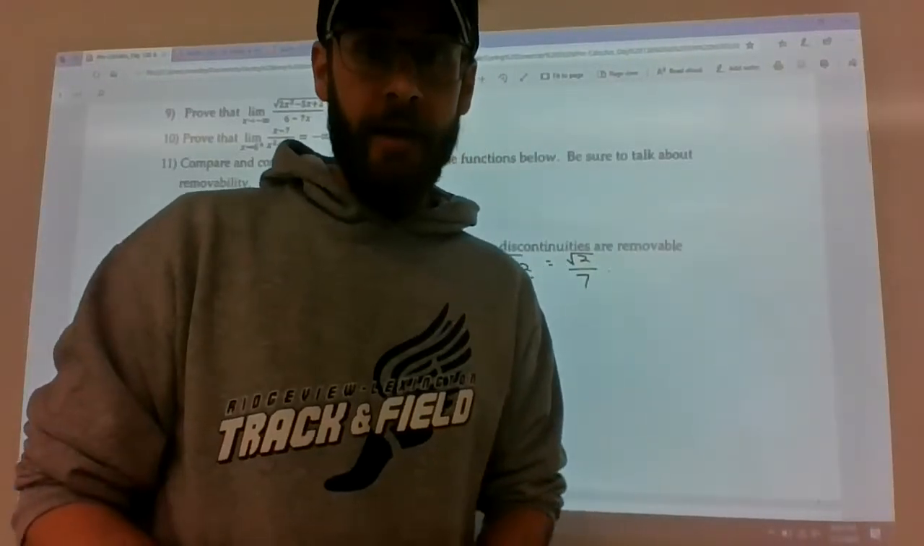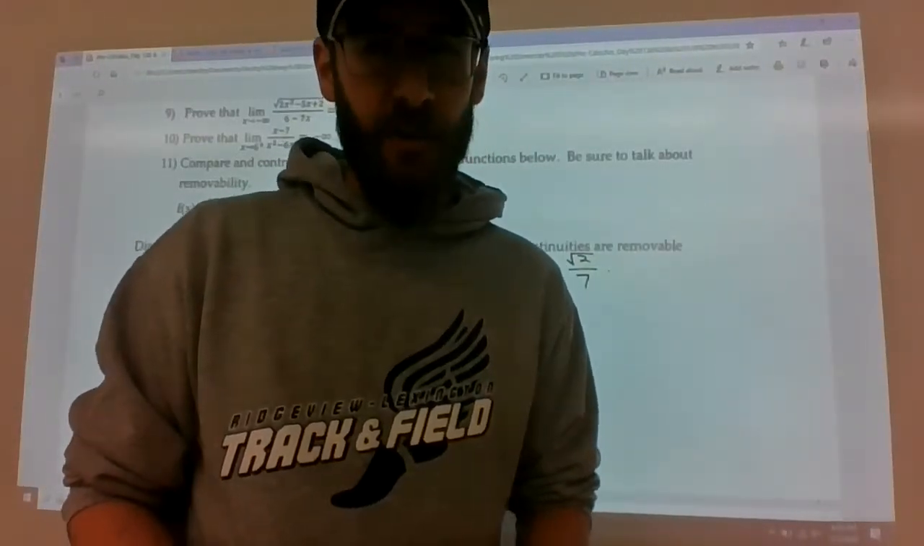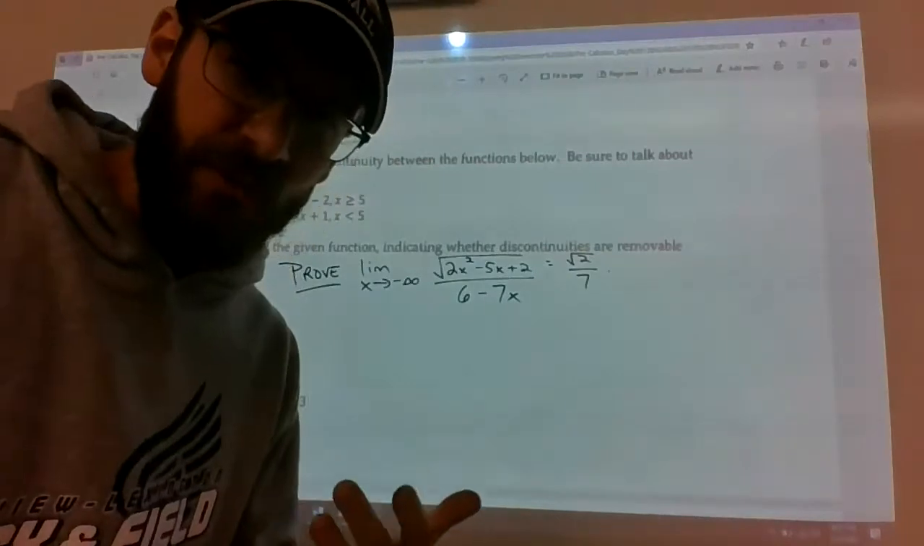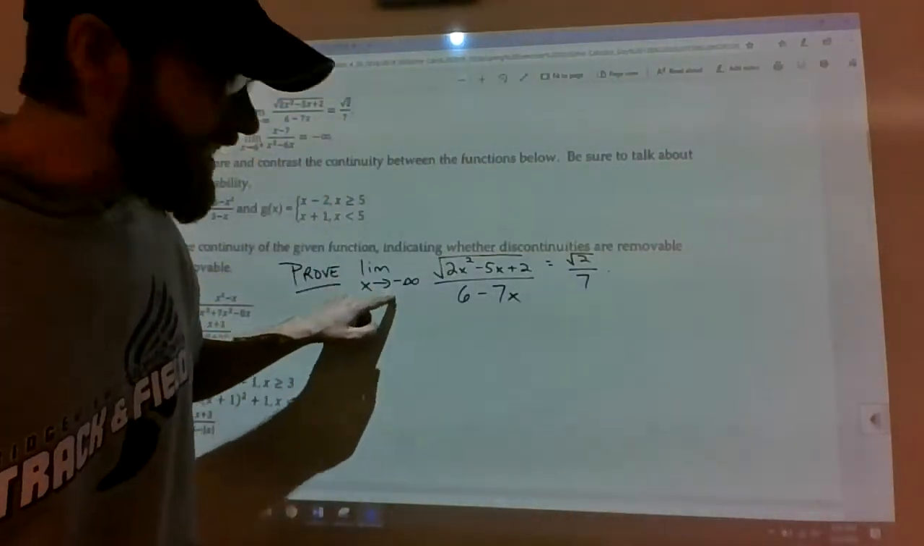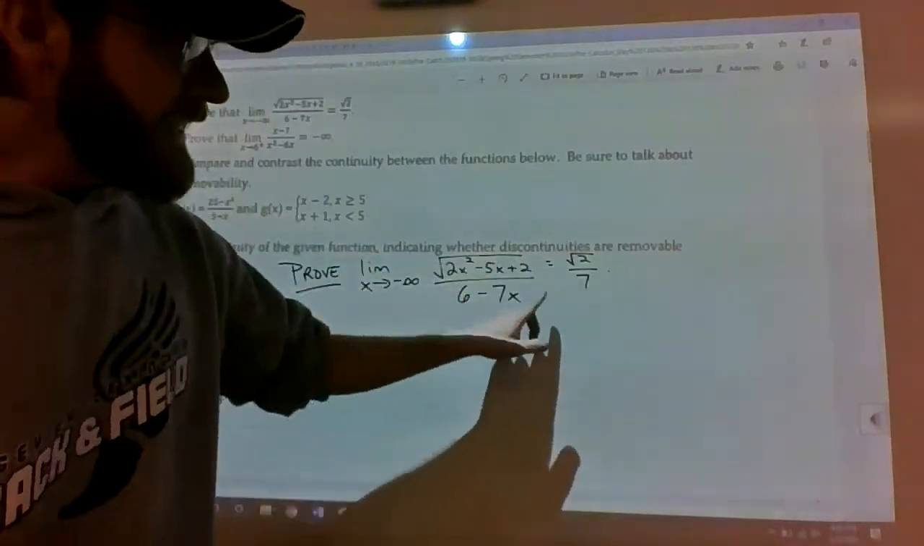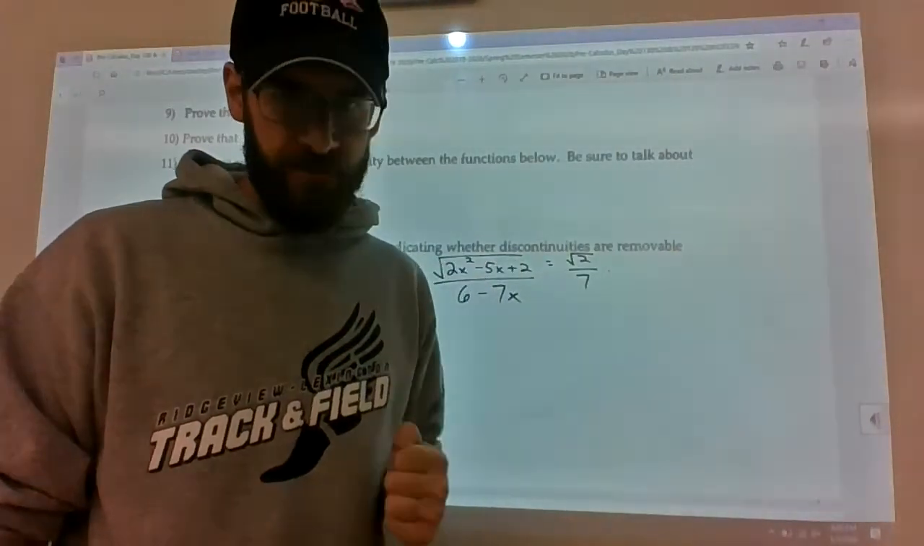Okay, we are back. I got some interesting questions for you. Or tasks, rather. The first task is to prove that the limit as x approaches negative infinity of this beast is equal to root 2 over 7.